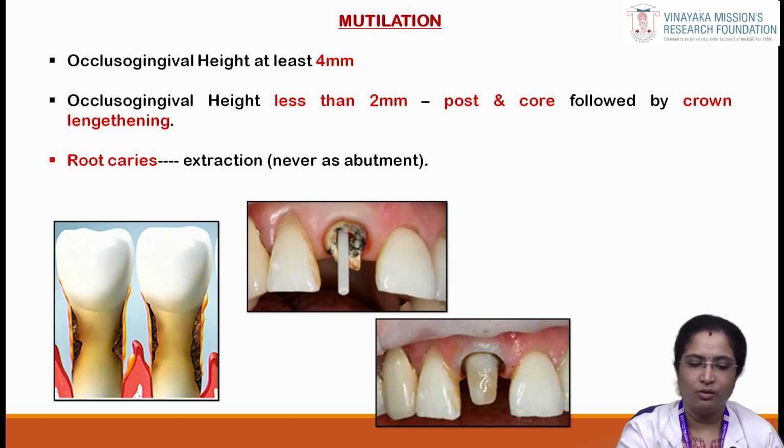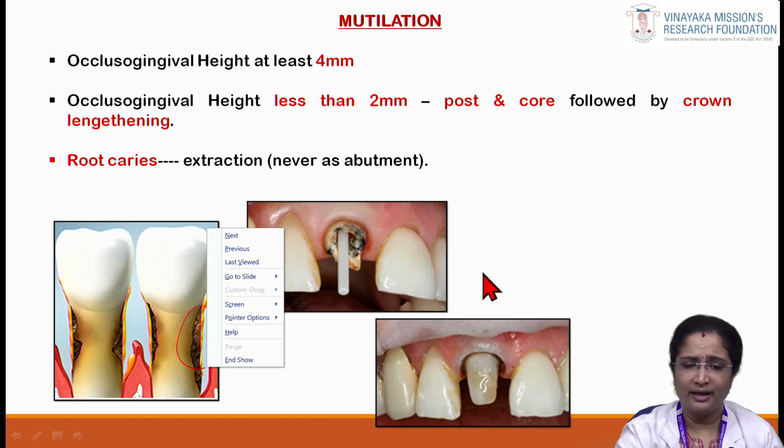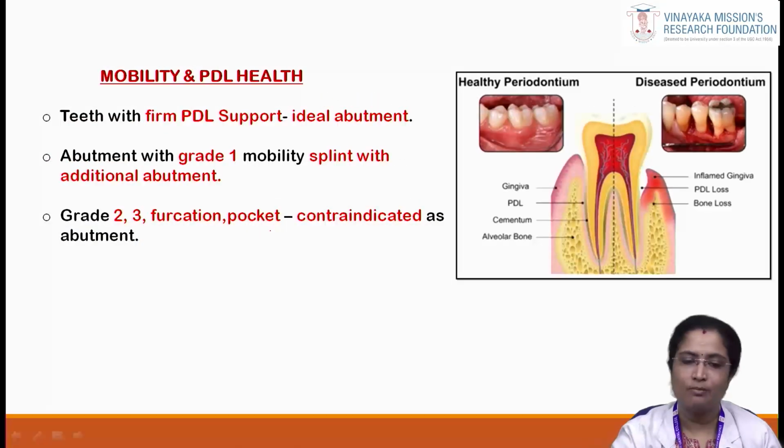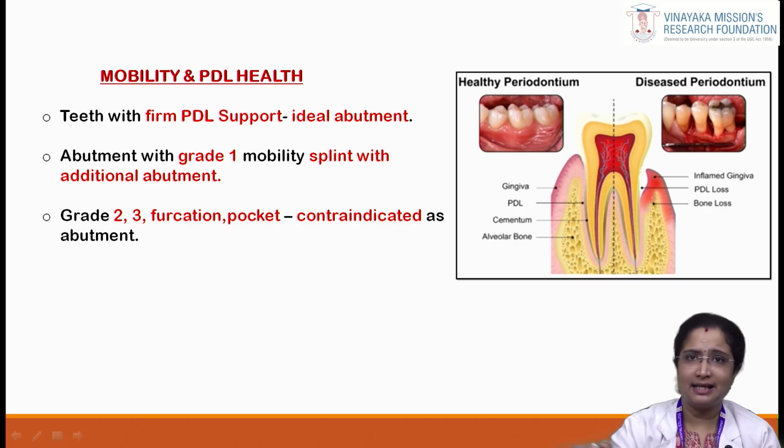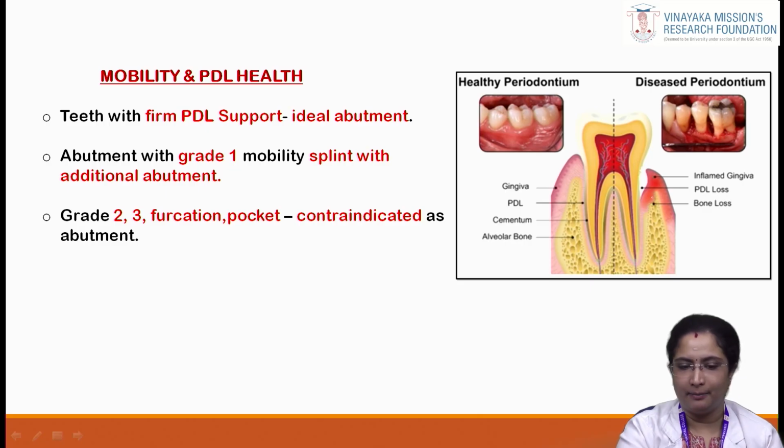If root caries is present in any tooth, we have to extract the tooth. We cannot save the tooth. Next is mobility and periodontal health. To consider a tooth as an ideal abutment, the periodontal health should be very firm and strong. There should not be any bone resorption, gingival recession, mobility, furcation or pocket involvement. If the tooth is periodontally firm, it is considered an ideal abutment.